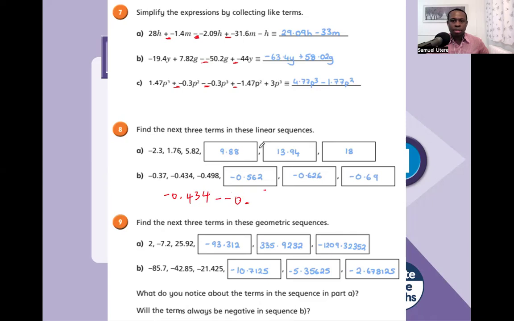Okay, that's stable now. 0.37. These two will become positive. So that is 0.434 add 0.37. So negative 0.434 add 0.37. That gives us the special number that we're working with.